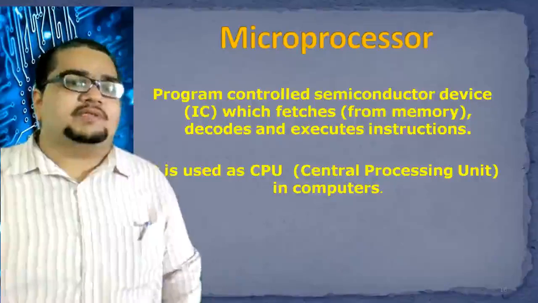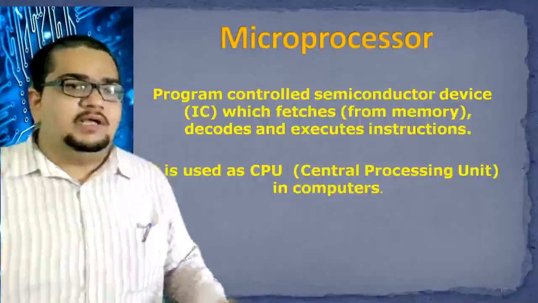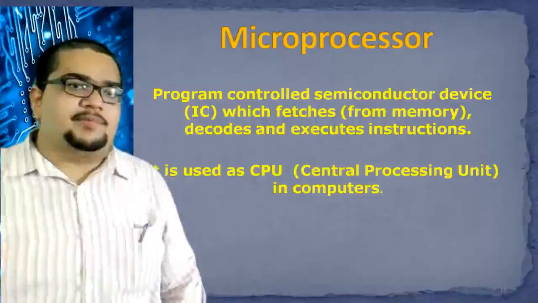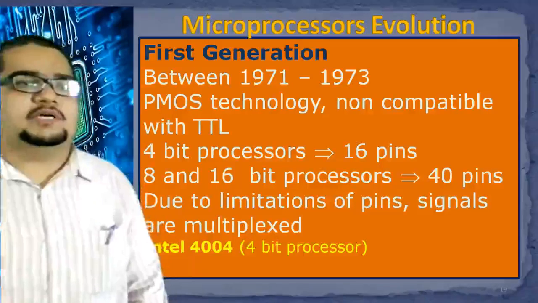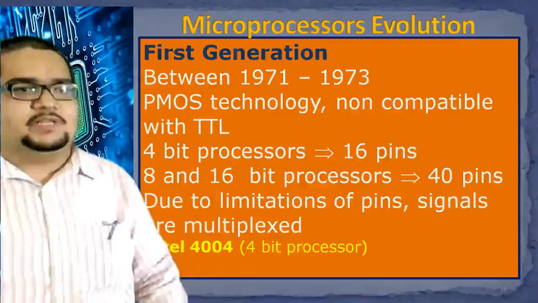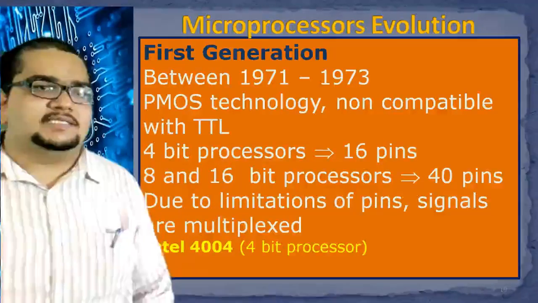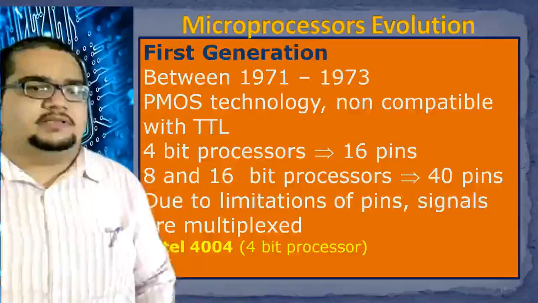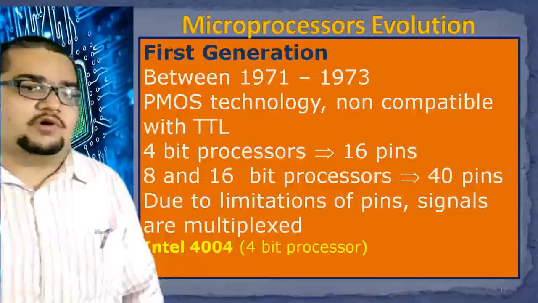That type of device is the microprocessor, and basically they are used as the CPU in computers, all our desktop and laptop computers. Here we have talked about the different generations of microprocessors. Specifically, we'll talk about Intel only, because we are studying Intel's 8086 processor. All things started in 1971, when the first 4004 4-bit microprocessor was released.